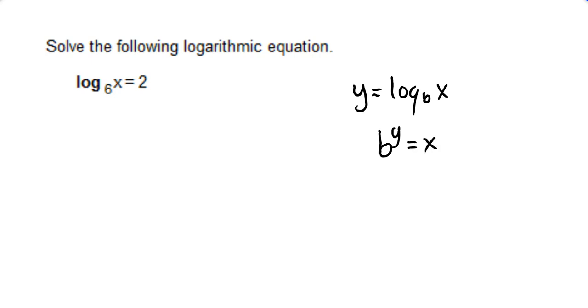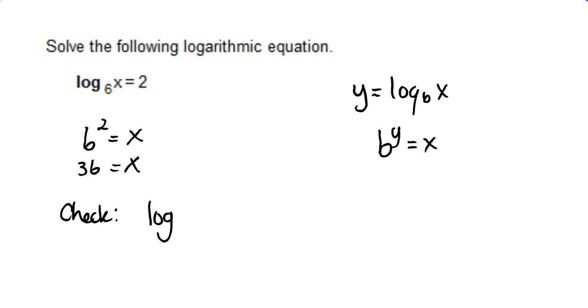So I need to follow that same pattern with the log equation that I have. The base is 6, the exponent is 2, and this expression equals what's inside the log. So now I've solved my logarithmic equation because 6 squared is 36. And with every log equation you should check because you can only take the log of positive values. So I'm substituting that 36 in for x, and you can see that I'm taking the log of a positive, so I'll keep that solution of x equals 36.